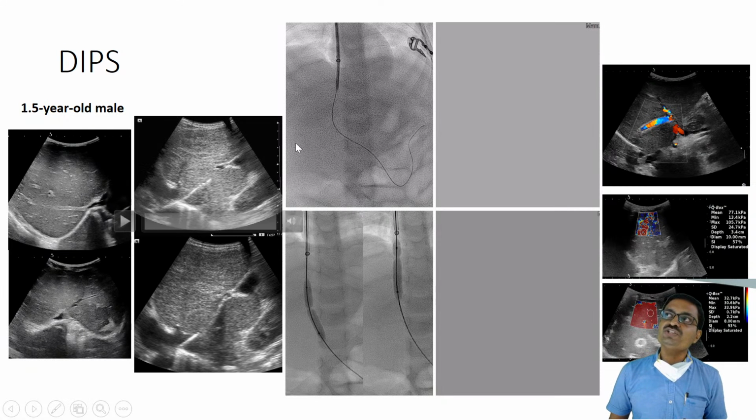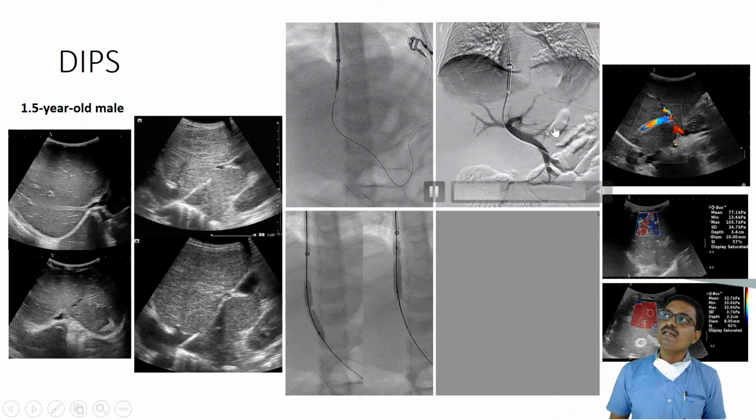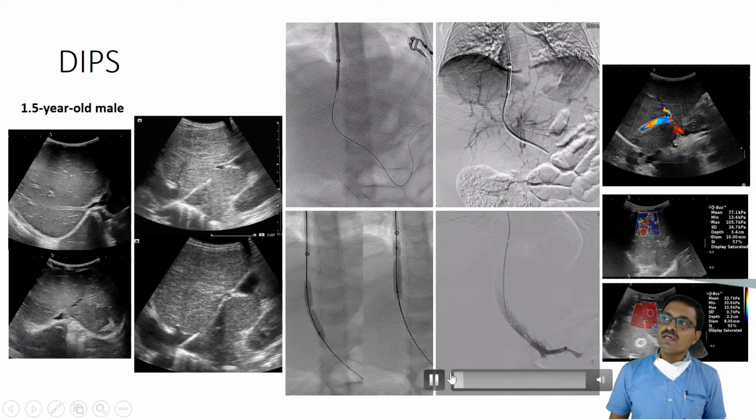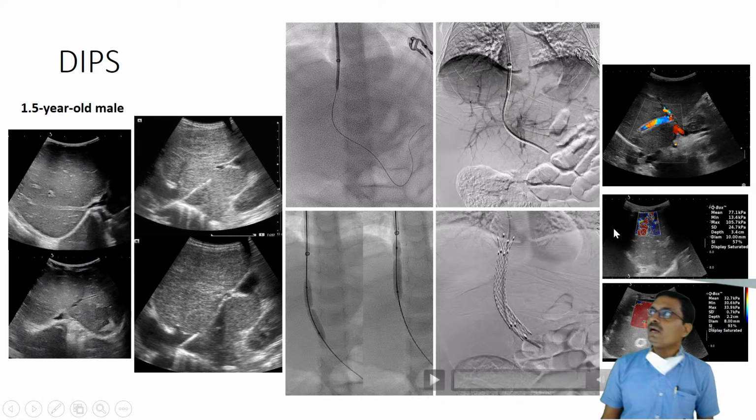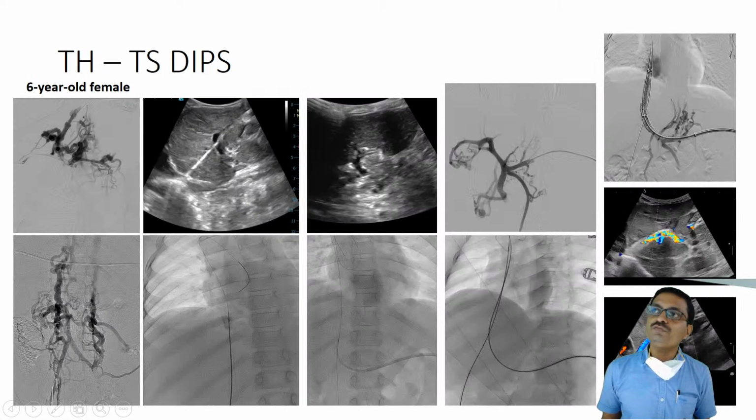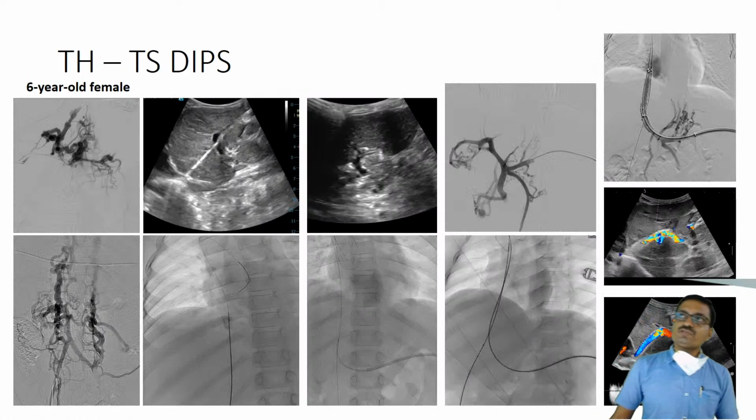Once we have punctured, we pass our wire, and then our catheter, and do a portogram. We can see this is the portal vein, right portal vein, left portal vein, and then we dilate the tract with a balloon and then place our stents. This is after placement of the stents, and we can see good flow from the portal vein to the right atrium. Follow-up is done by ultrasound Doppler, and in a study, we used elastography as well to see the success rate of the procedure. So this was one complicated case which I wanted to show.